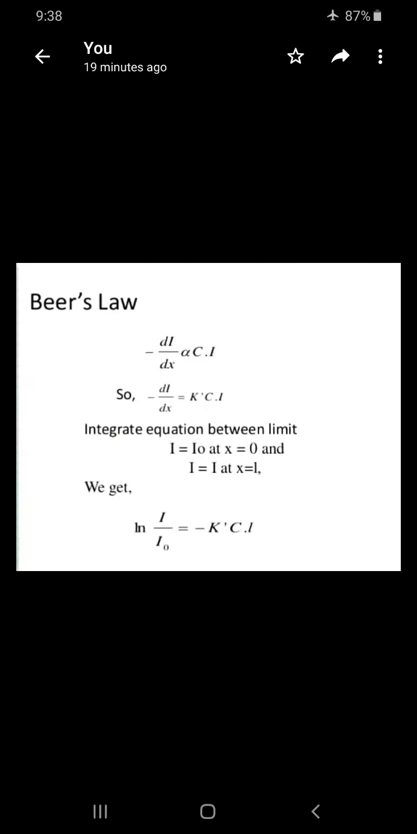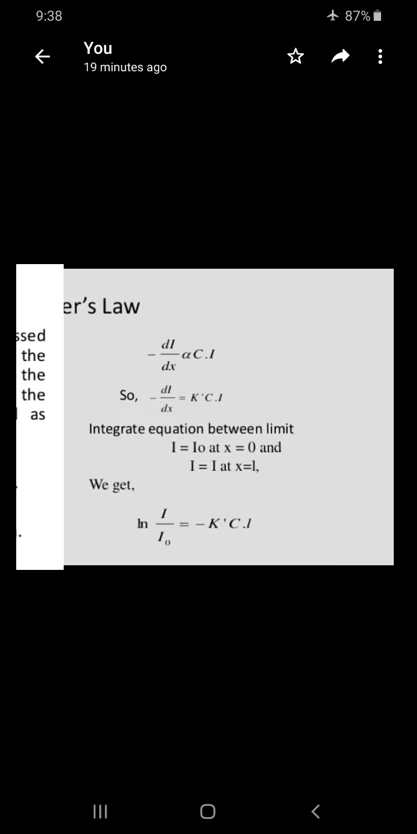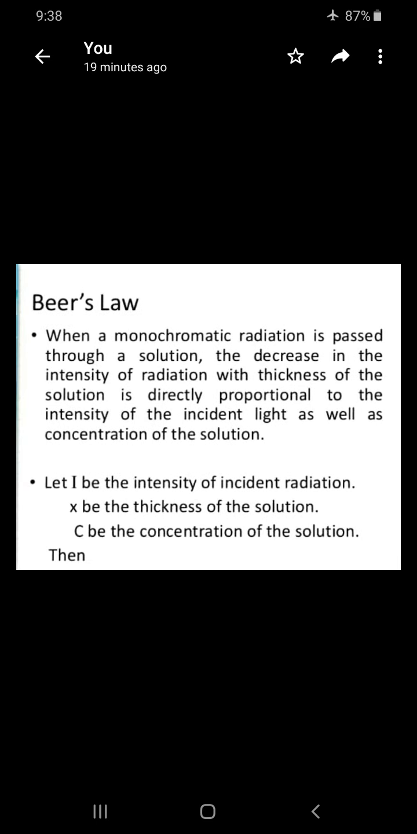Minus dI upon dx is directly proportional to c dot I. So minus dI upon dx is equal to k dash c dot I. Let I be the intensity of incident radiation, x be the thickness of the solution, and c be the concentration of the solution. Then k dash is the integral constant, which is also known as the molar absorption coefficient and depends upon the nature of the absorbing medium.